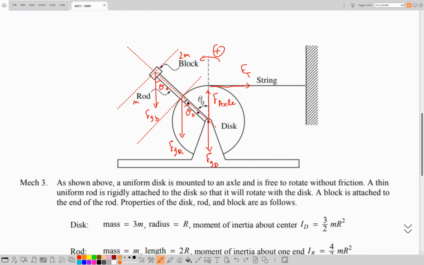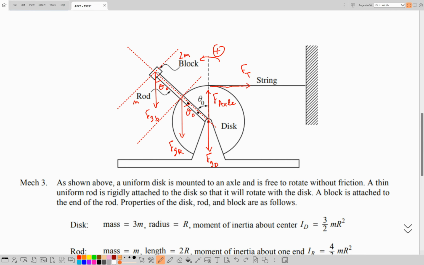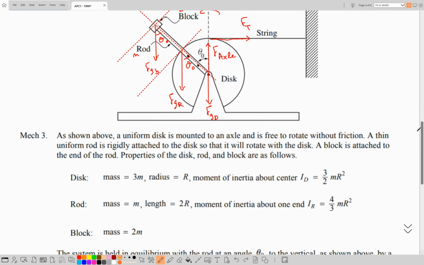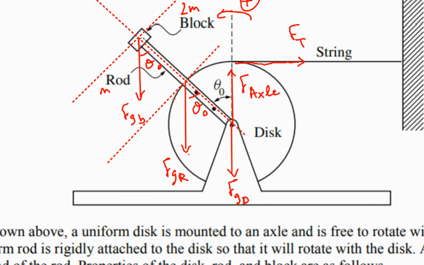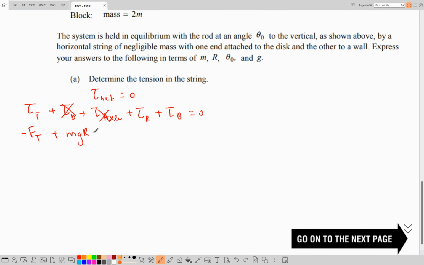Now the distance from the point of application of the force to the center is given by r because the length of the rod is given by 2r, multiplied by cosine of the angle between the force and the tangential direction. If this is theta 0, then that would be pi by 2 minus theta 0, and cosine of pi by 2 minus theta 0 would be sine theta 0.